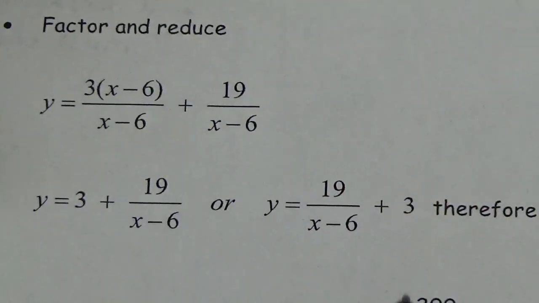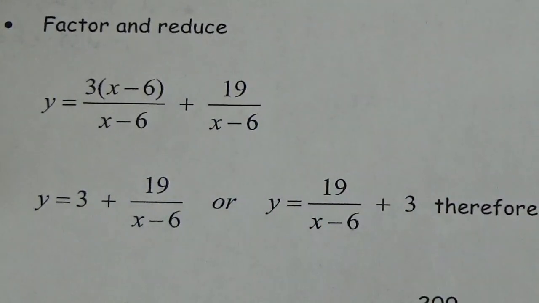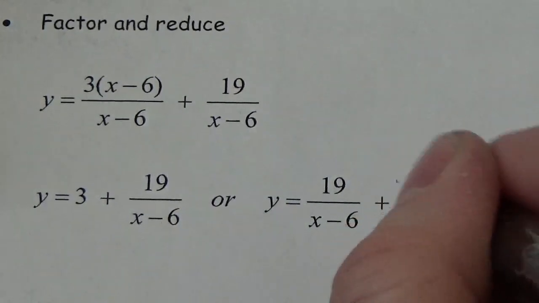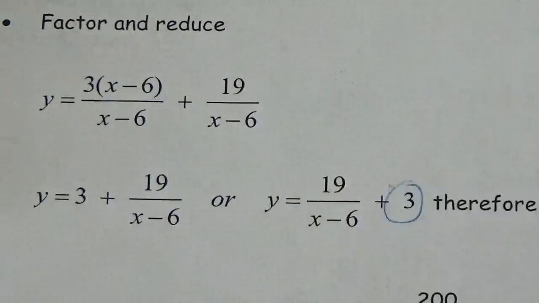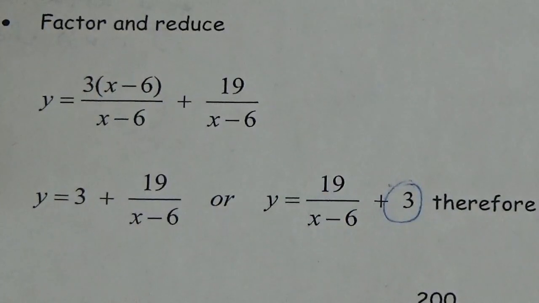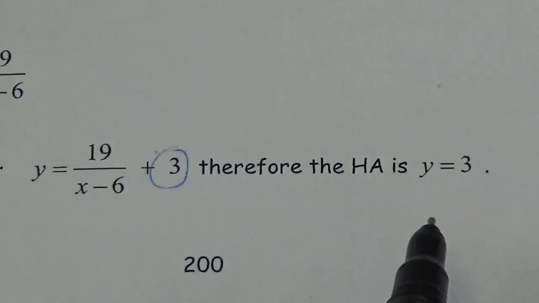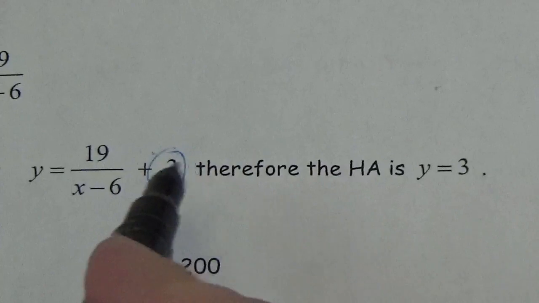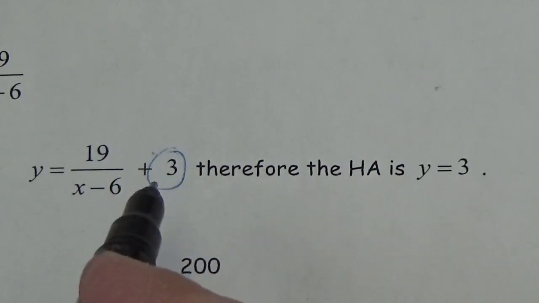Now I can reorder that so it's in a form that I'm more comfortable with. And then right there, I know that my horizontal asymptote is going to be y equals 3 because I can identify what the vertical translation is.